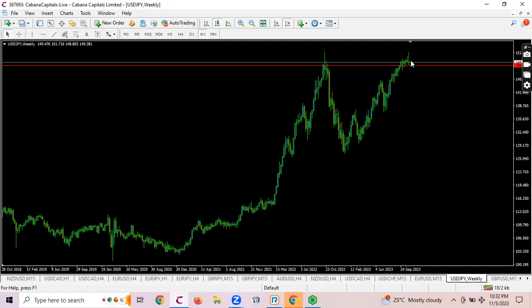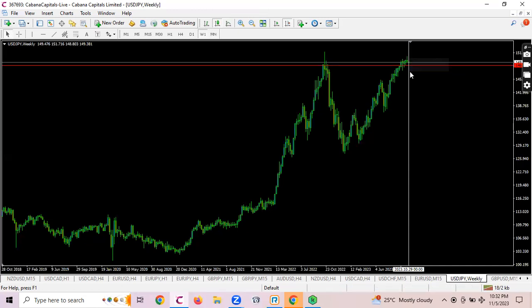So you can see last week's candle closed as a doji. It closed as a doji, which indicates change in trend from bullish to bearish. Okay, so let me apply my vertical line on last week.